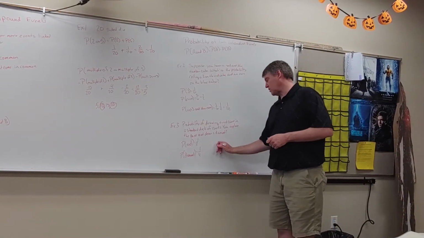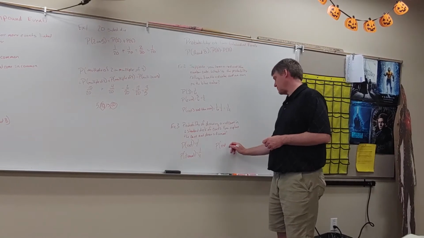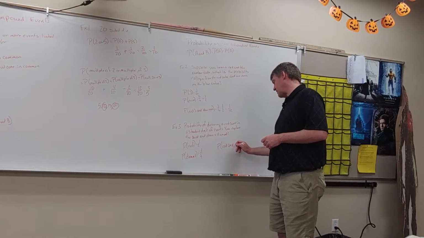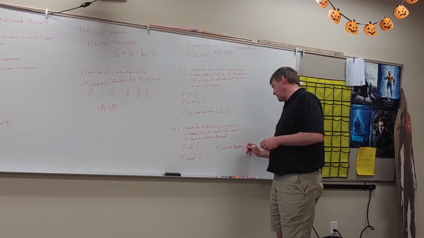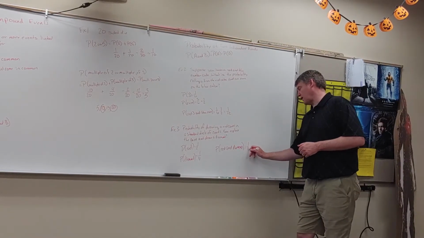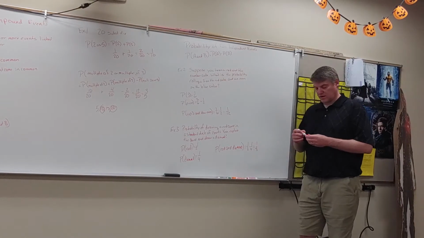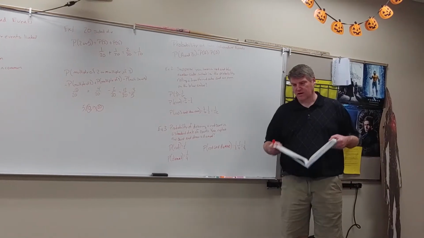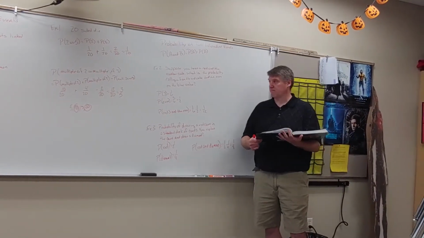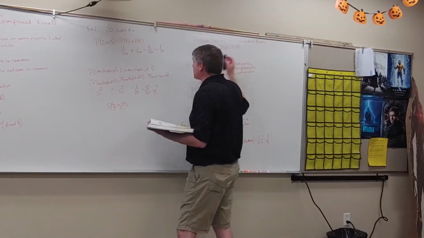Okay, so 1/4 of the cards are diamonds. And so now we're going to look at the probability of a red and then a diamond, which is going to be the product of these. 1/2 times 1/4 is 1/8. So 1/8 of the time, I would expect to draw a red card and then draw a diamond. Okay? So that's independent events.